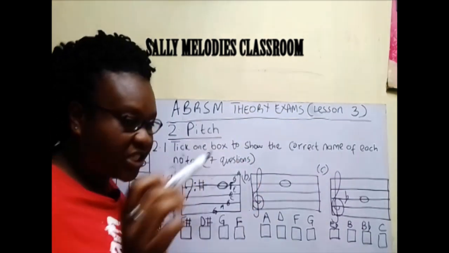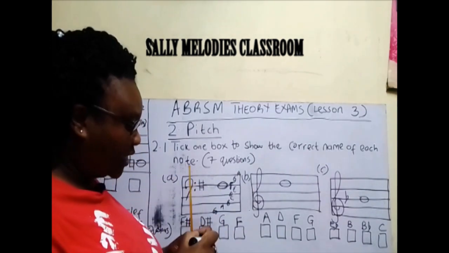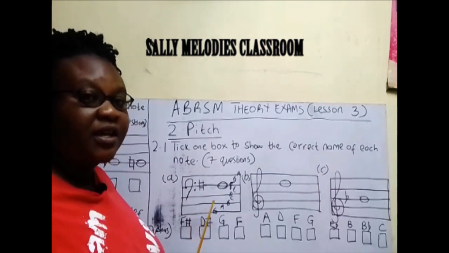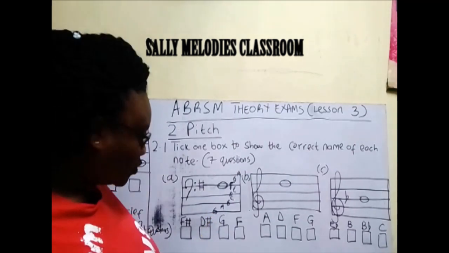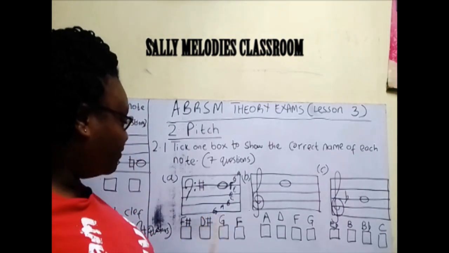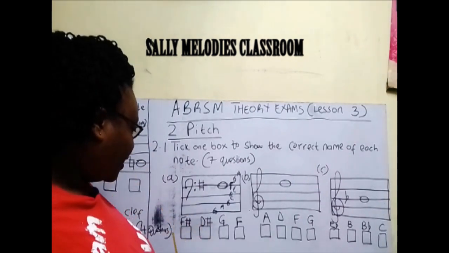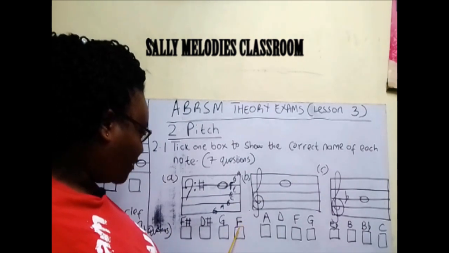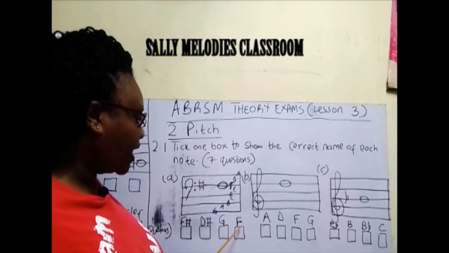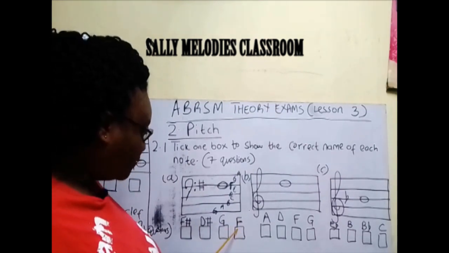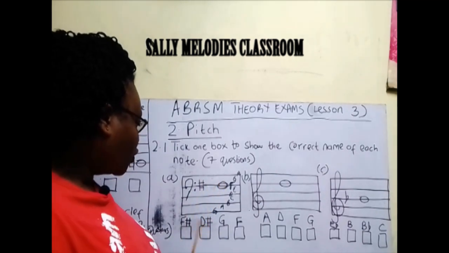But what kind of F? Is it a natural F? Is it an F that has been raised? Or is it an F that has been lowered? Remember here you have been given 2 answers. You tick one or you click one on the computer. So you have F sharp and you have F. If there was no sharp there, it could be this F, the natural F. But now the note has fallen on the F sharp. So this is your answer.